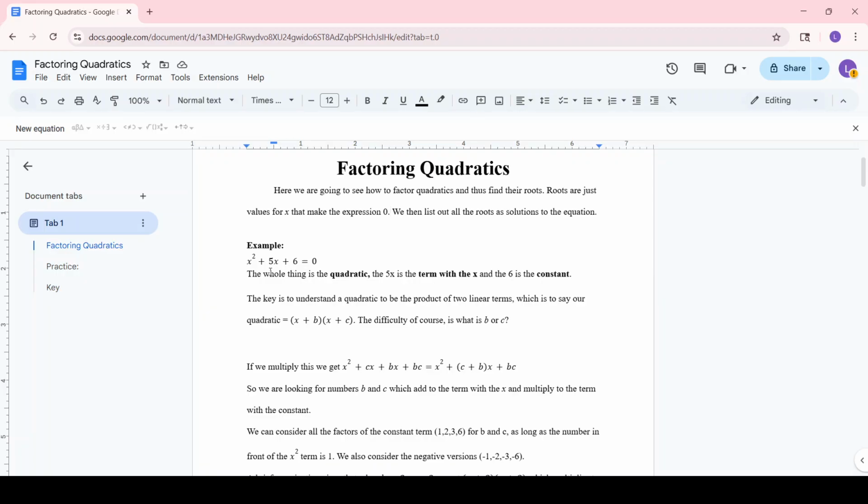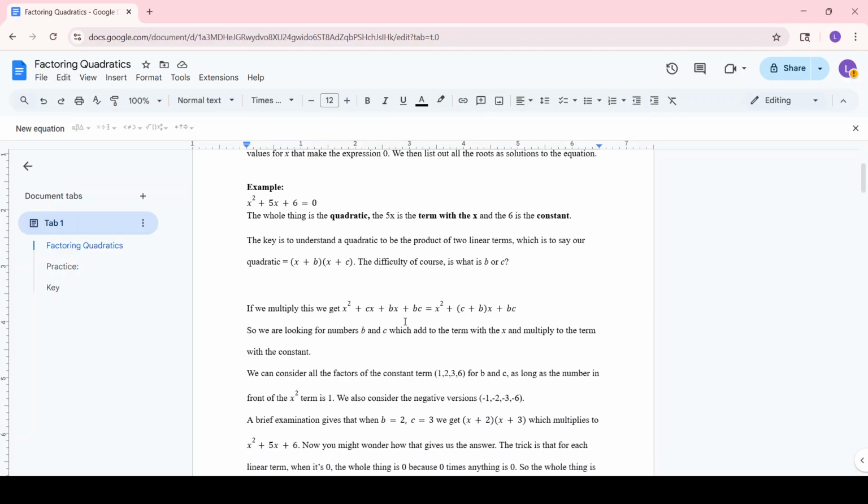In our first example, we're solving the equation x squared plus 5x plus 6 equals 0. And we have to understand that this entire thing right here is called our quadratic. The term with the 5x is the term with the x, and the 6 is our constant. The key to understanding a quadratic is that it's the product of two linear terms, which is to say that this whole thing can be expressed as (x plus b) times (x plus c), where b and c are both constants. Now, the difficulty is that we don't know what b and c are, and in order to solve for the values of x, we're going to solve for what b and c are.